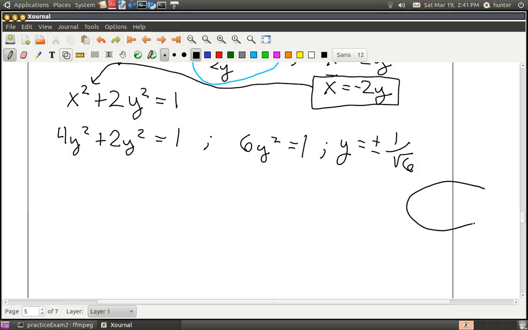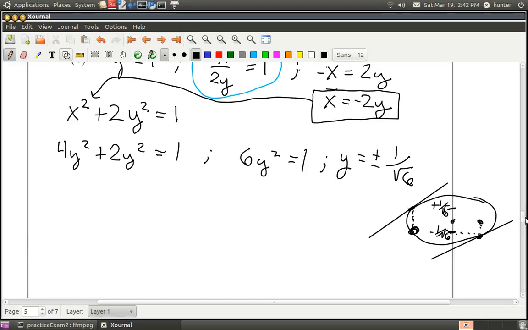But okay, so here's the ellipse. So what we just found is that the y values where the tangent has slope 1 are going to be plus and minus 1 over the square root of 6. So here's plus 1 over the square root of 6, the top one, and here's the bottom one. And now all we have to do is find these points. So that's going to be one point where the tangent line has slope 1, and there's going to be another one over here. So all we need to do now is find the x values of these points.